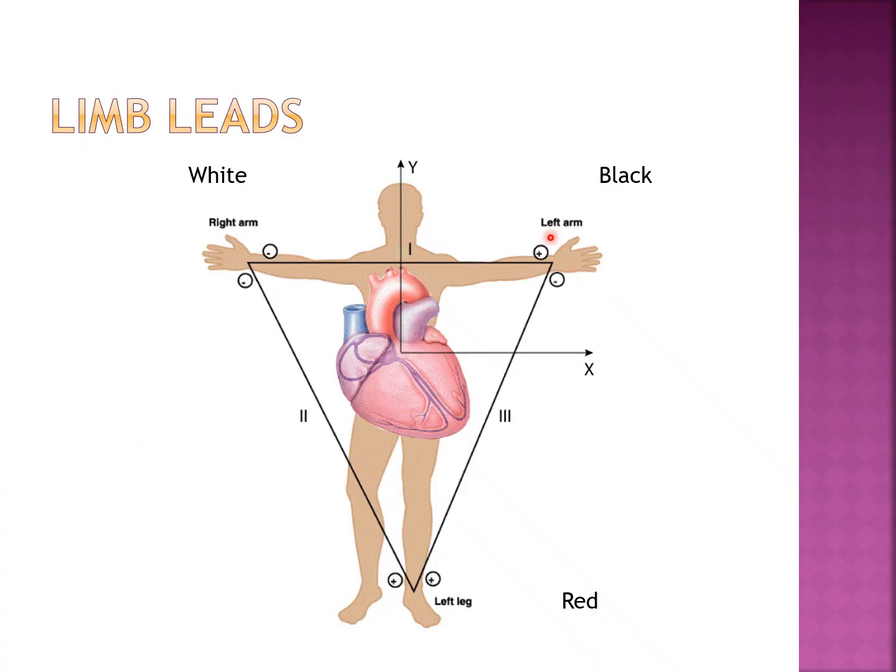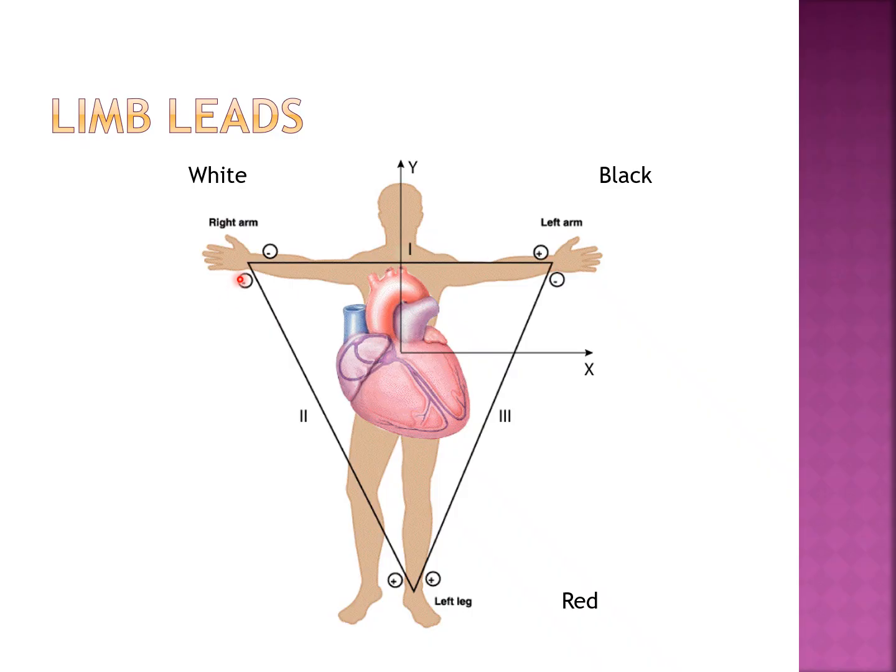When we look at the left arm, we'll see that it's got a positive pole and a negative pole. And when we look at the left leg, we notice that it has 2 positive poles. Now remember I said that limb leads are bipolar. It has to have a negative pole and a positive pole. So when we look at lead 1, which goes from the right arm to the left arm, we notice that the right arm is a negative pole because it always is negative, and the left arm is a positive pole.